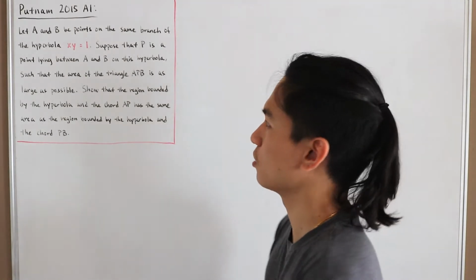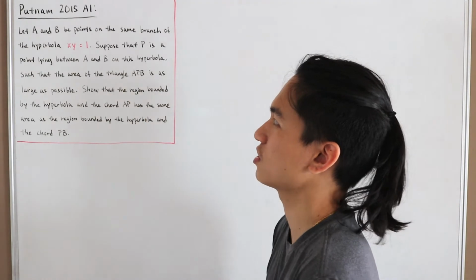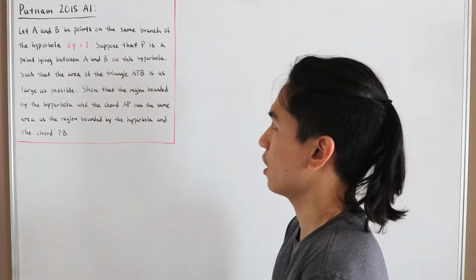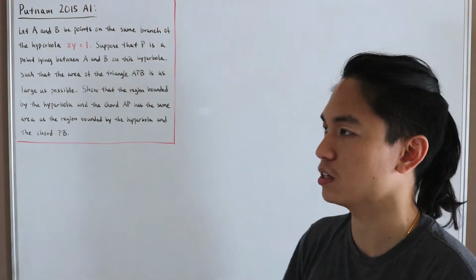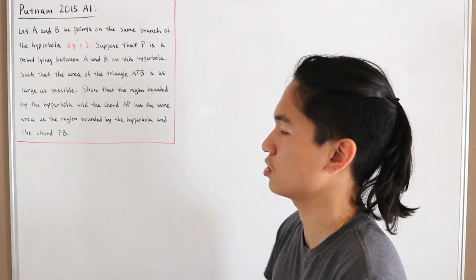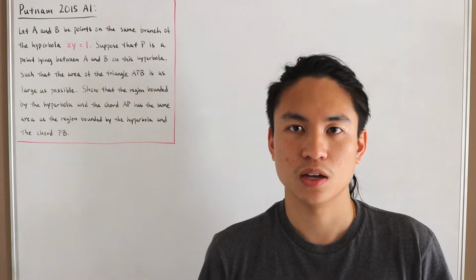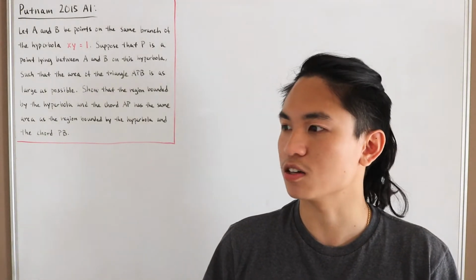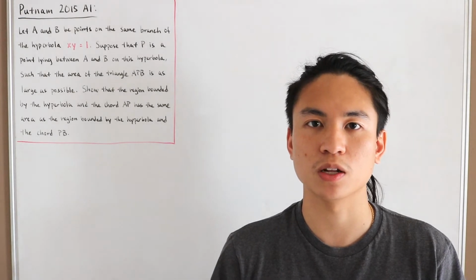I know there's just a jumble of words, and then we only see the one equation, x times y is equal to 1. And we're also given the condition that we have a point P between A and B that lies on that same hyperbola, such that the area of that triangle is as large as possible. Just reading this on its own, it might be a little bit confusing, so how about we demonstrate this visualization with a diagram?